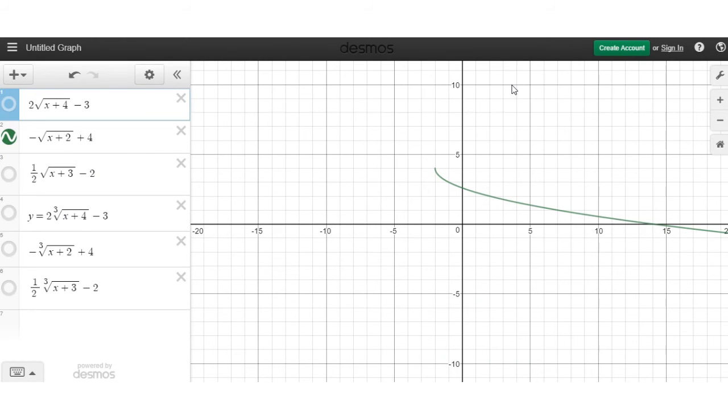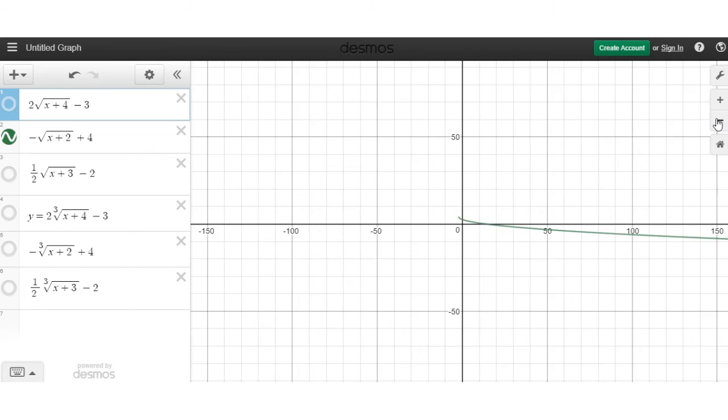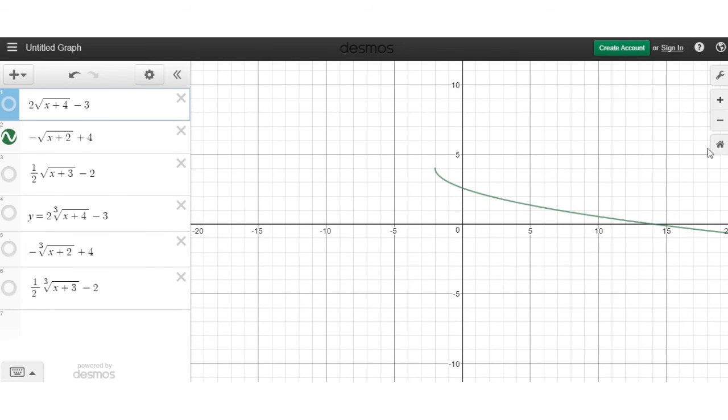Again, we can use Desmos to check our solution. If I type in the negative square root of x plus 2 and plus 4, I can see that it is true that our vertical stretch flipped our graph. We can also again zoom out to see how that looks over time.